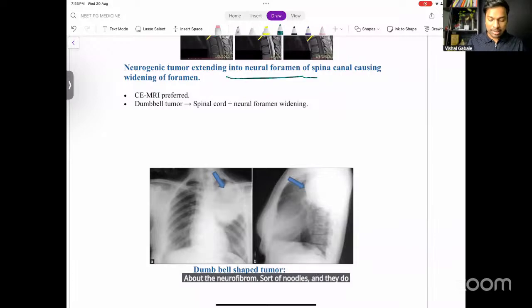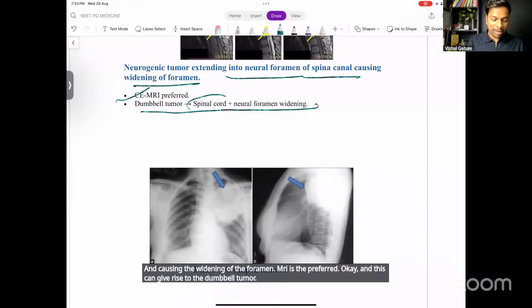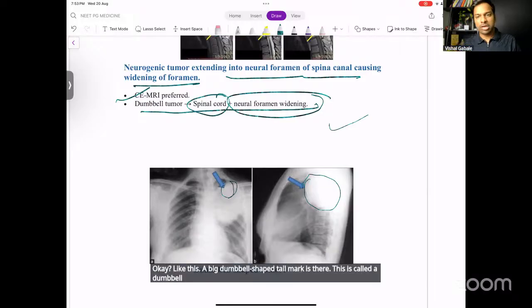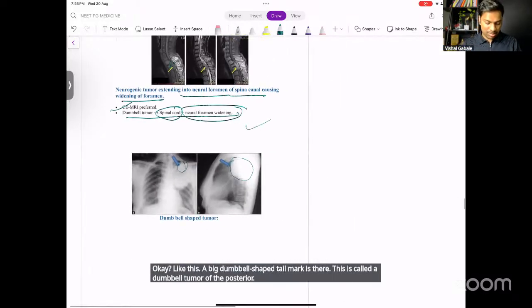Neurogenic tumor extending into the neural foramen of the spinal canal and causing widening of the foramen. MRI is the preferred investigation. Okay, and this can give rise to the dumbbell tumor, that is spinal cord plus neural foramen widening. Okay, a big dumbbell-shaped tumor is there. So this is called a dumbbell tumor of the posterior mediastinum. That's it for this.